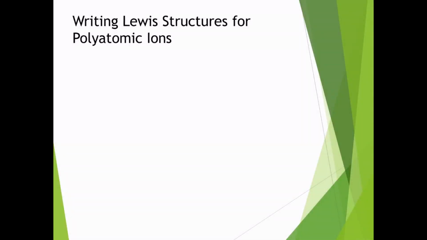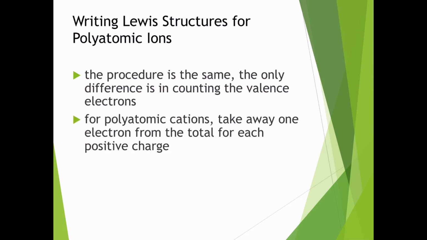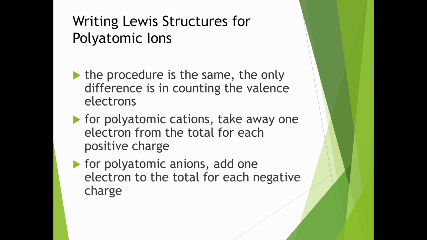Let's talk about drawing Lewis structures for polyatomic ions. So the procedure is the same as doing neutral molecules, except we're going to include the charge of that polyatomic ion in our electron count. If we have cations, right, positively charged ions, then we're going to take electrons away from our total. If we have polyatomic anions, then we are going to add electrons to our total. Okay, so this is what it looks like.